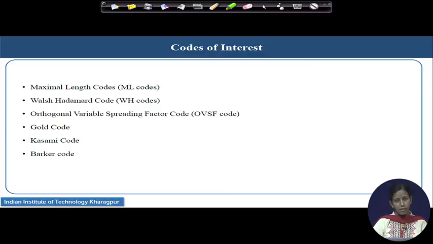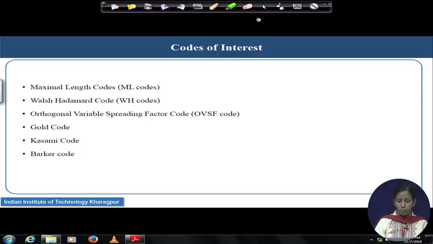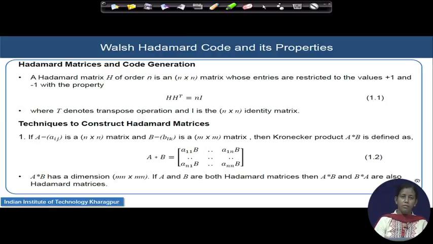There are maximal length sequence codes which we have already studied in detail, and the rest are new to us: the Walsh Hadamard code, orthogonal variable spreading factor code, gold code, Kasami code, and the Barker code. We will learn all the remaining 5 types of codes, with the faith that the maximum length codes discussed are well understood. Let us start with the Walsh Hadamard code.